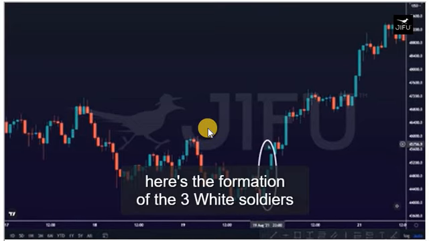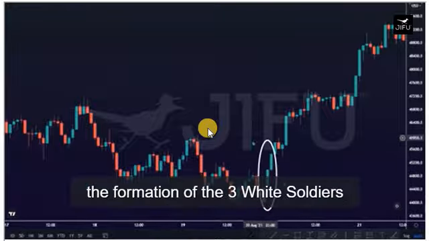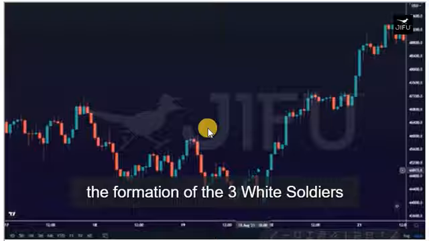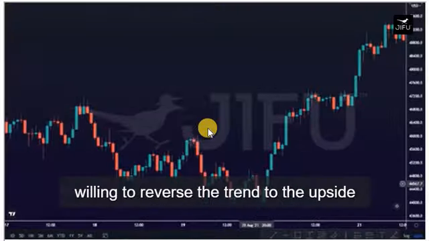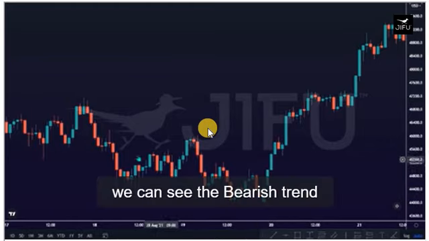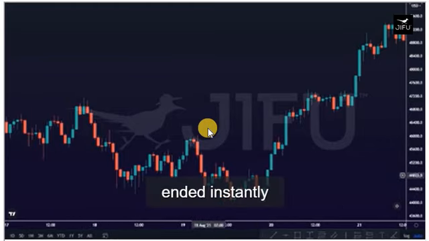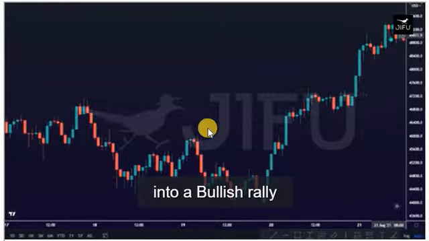Here's the formation of the 3 white soldiers at the low of this aggressive bearish trend. The formation of the 3 white soldiers gave an indication of the bullish interest willing to reverse the trend to the upside. What happened after this formation? We can see the bearish trend ended instantly, and the bulls reversed the trend into a bullish rally.